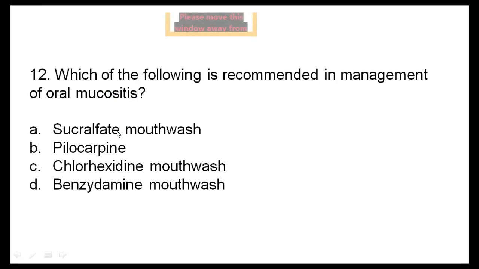Sucralfate is a drug which forms a covering over ulcerations. It is typically indicated for gastric and duodenal ulcers, but several studies have found that it is not useful in oral ulcers, so in oral mucositis it has not been found to be helpful. Pilocarpine is a parasympathomimetic drug which increases salivary secretion, so that has nothing to do with oral mucositis.